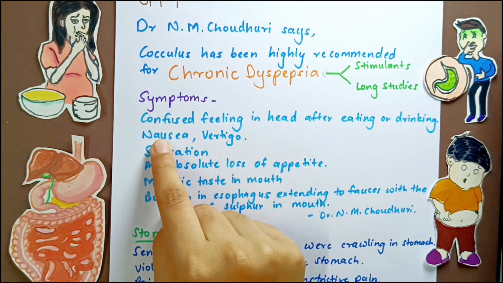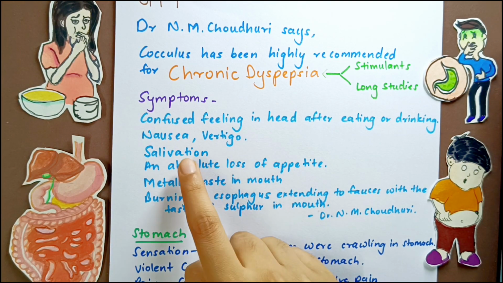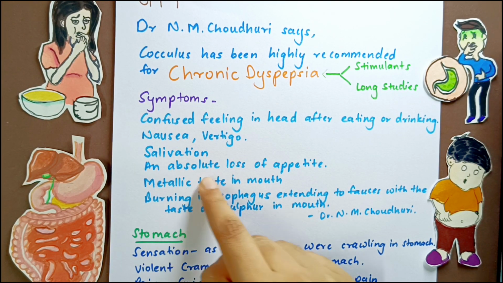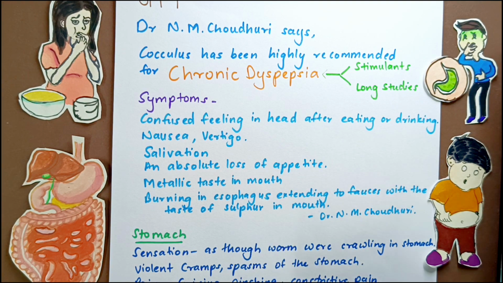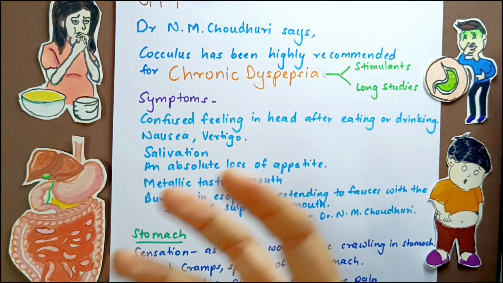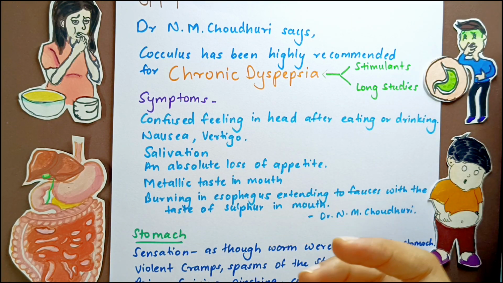So that kind of nausea is there, vertigo is there, salivation is there, and absolute loss of appetite. And over here, Dr. N.M. Choudhuri also tells us that it is not actually the want of appetite in these patients. What is meant by want of appetite? There are various symptoms in Materia Medica where it is written "want of." Want of means that it is lacking.